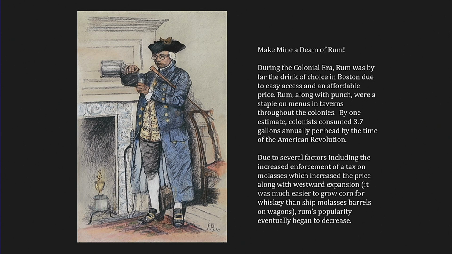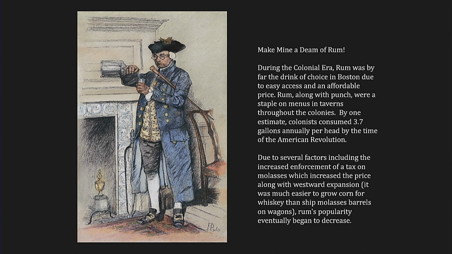Well, during the colonial era, rum was by far the drink of choice in Boston due to easy access and an affordable price. Rum, along with punch, were a staple on menus in taverns throughout the colonies. And by one estimate, colonists consumed 3.7 gallons annually per head, including children, by the time of the American Revolution. Our ancestors didn't trust water, so whether it was hard cider or rum, choose your own imbibement.